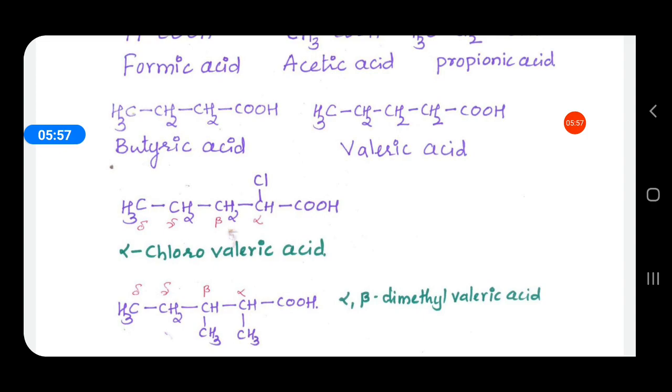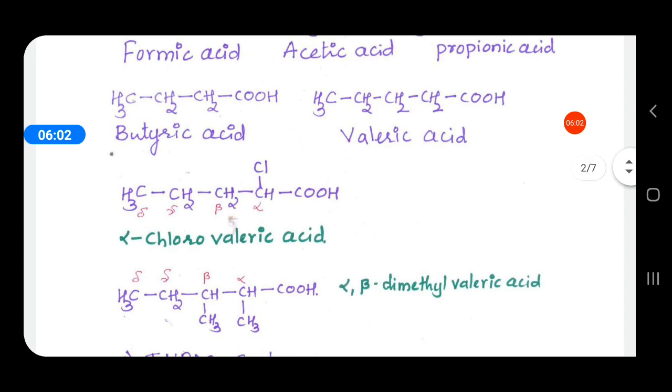Let us see some examples. The valeric acid contains a chloro group as a substituent. This chloro group is present on the alpha carbon. So it is alpha chlorovaleric acid.